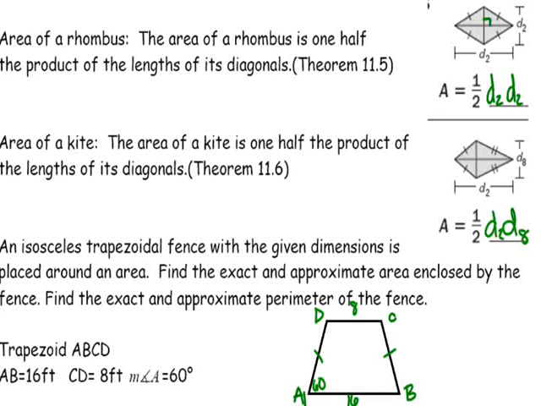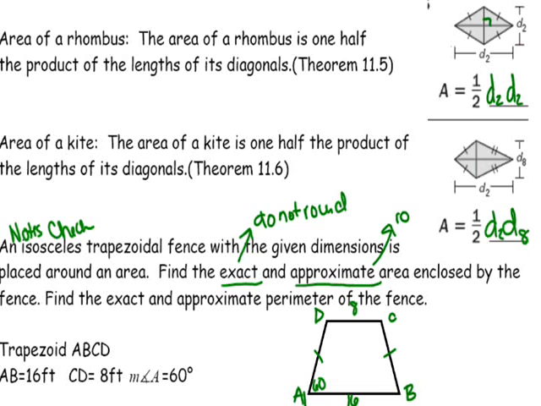It's isosceles. All right, I would like you to find for me the exact and approximate area enclosed by the fence and the exact and approximate perimeter. And I'm going to ask you for one of each of those in the notes check. Remember the difference between exact and approximate. Exact, you do not round, and approximate, of course, you round. So be sure to work this problem and give me the answer in the notes check.